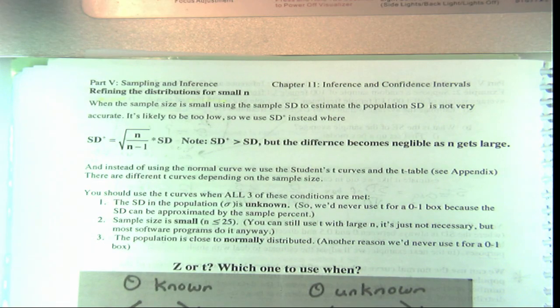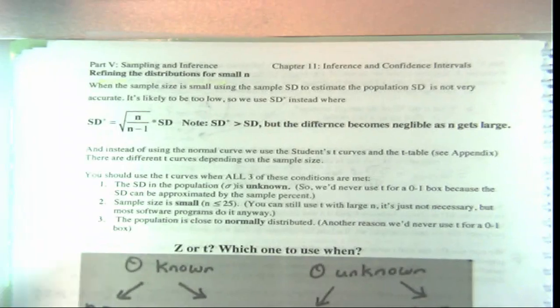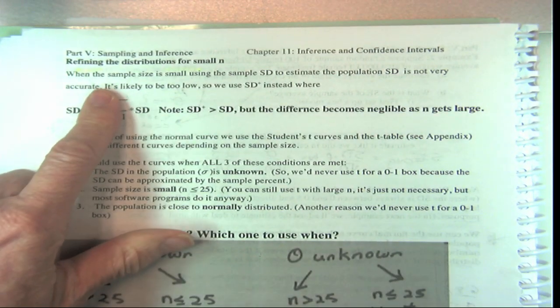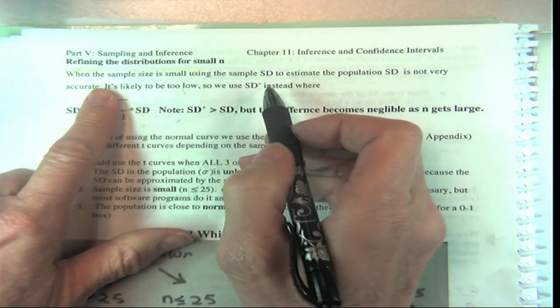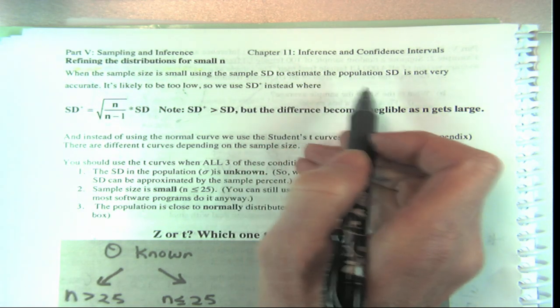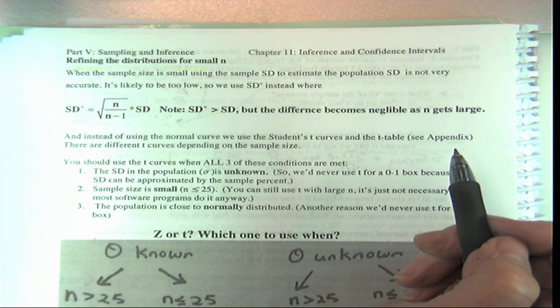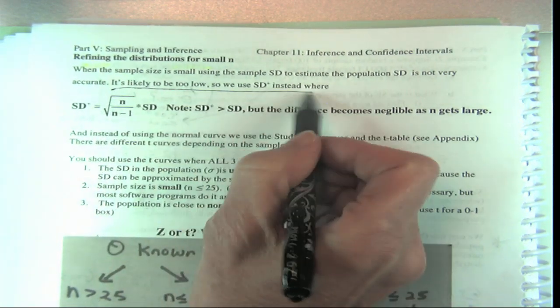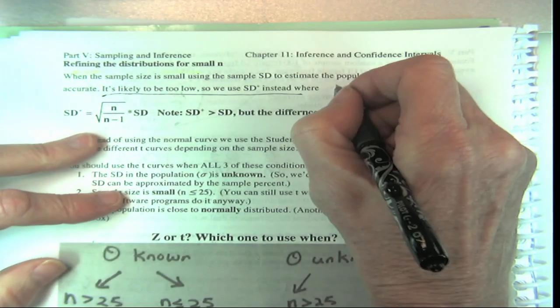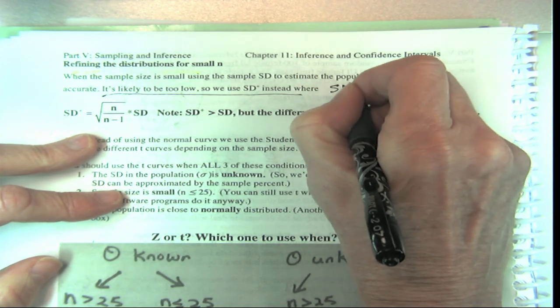Okay, so this t distribution, you have to refine the distribution for small n. When we're using a small sample size, the SD to estimate the population SD is not very accurate. It's likely to be too low, so we use SD plus instead. What is SD plus? It's something you're very familiar with, I'm sure.